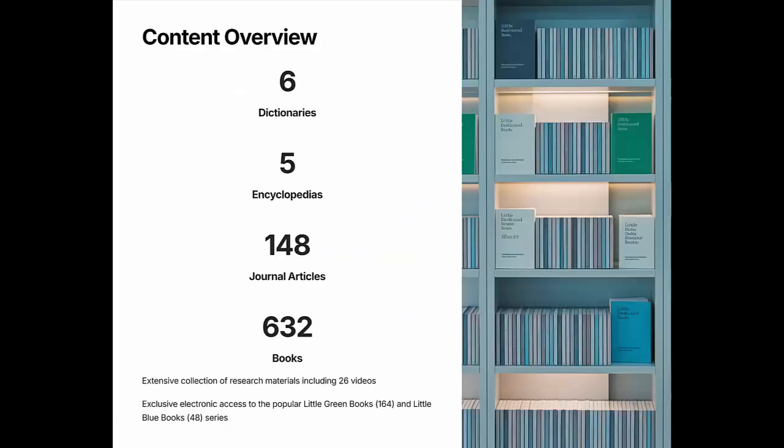Looking at what SRMO contains, this isn't just another database. The collection is deliberately curated to focus exclusively on research methods. The Little Green Books and Little Blue Books series deserve special mention here. These are compact, focused texts that many of your professors probably have on their shelves. The Green Books cover quantitative methods, while the Blue Books focus on qualitative approaches. They're written to be accessible and practical, not theoretical textbooks that put you to sleep, and SRMO is the only place you can access them electronically.